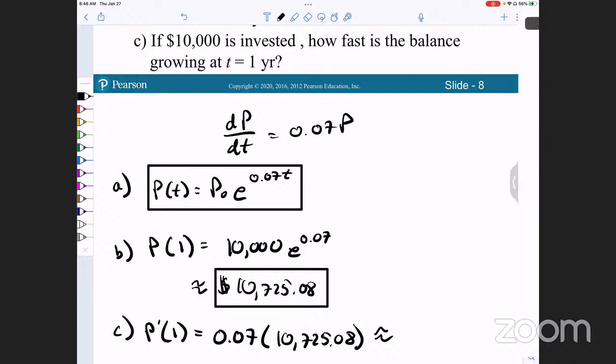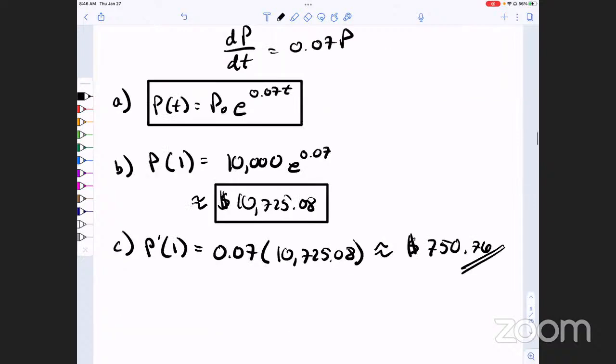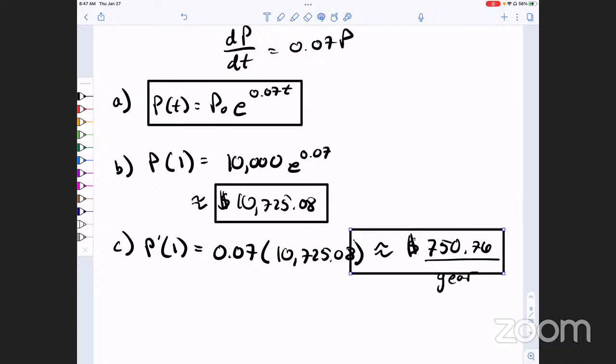So what I'm going to do is say that answer times 0.07 is growing 750 per year. There we go. I'm going to say it's growing by that much per year. Okay.